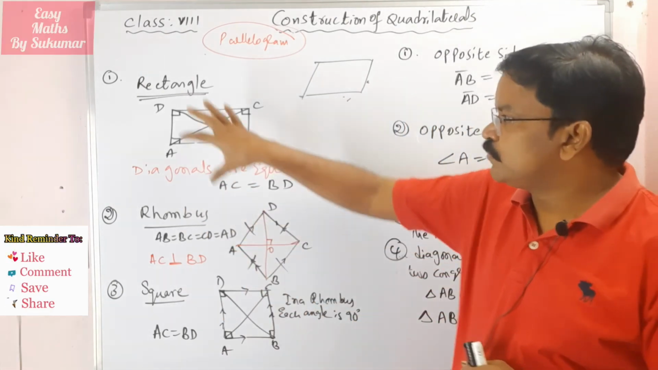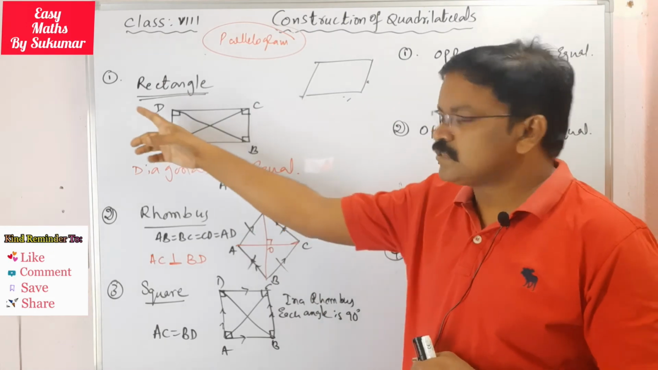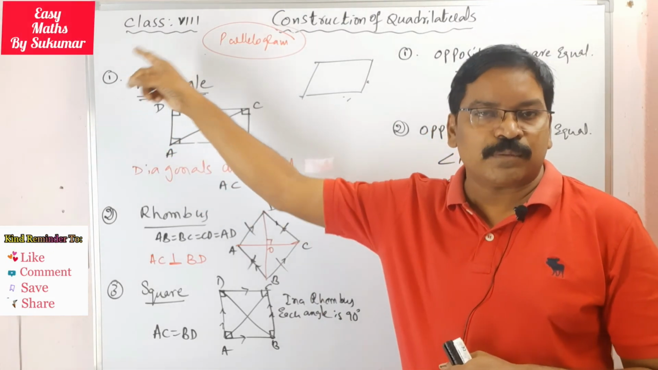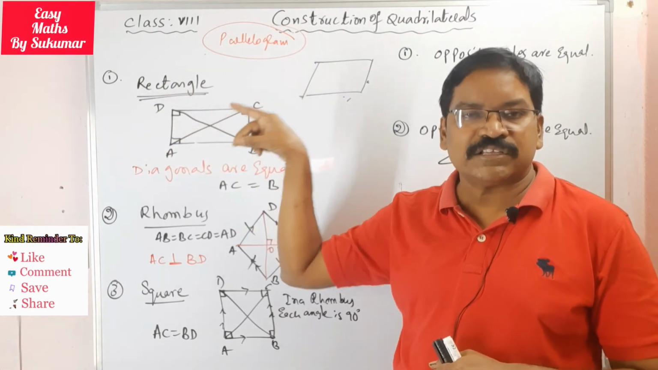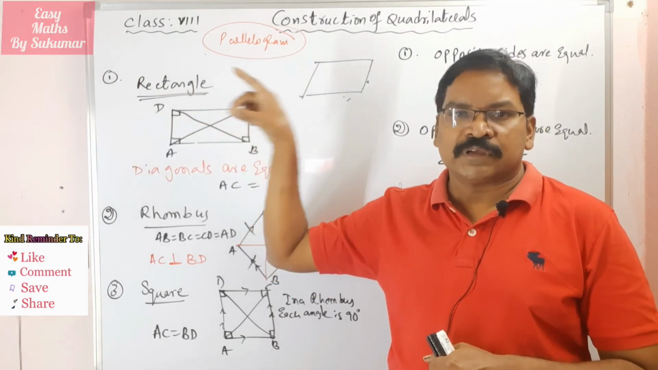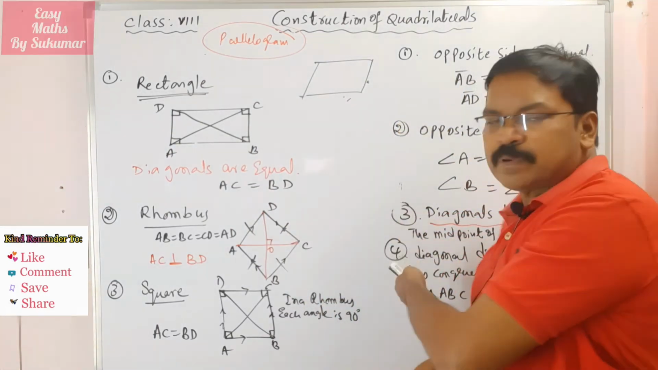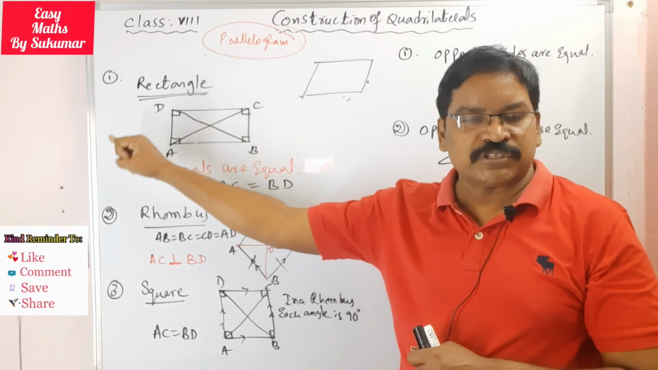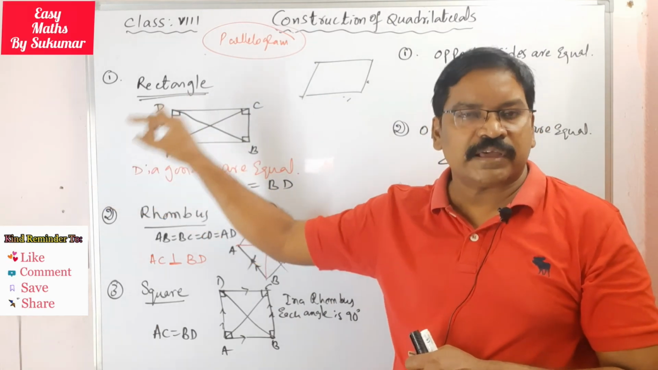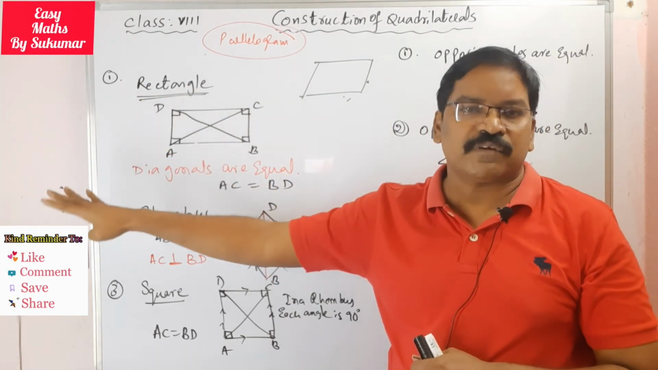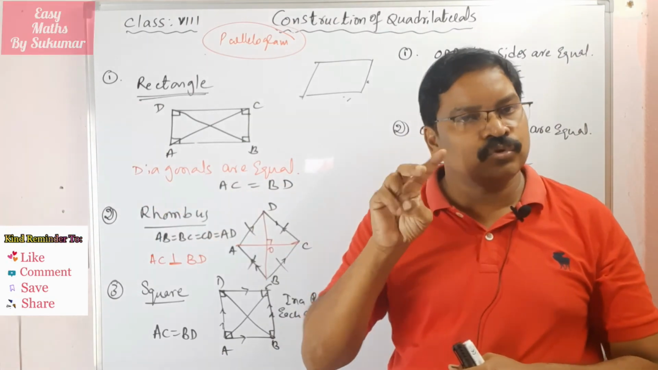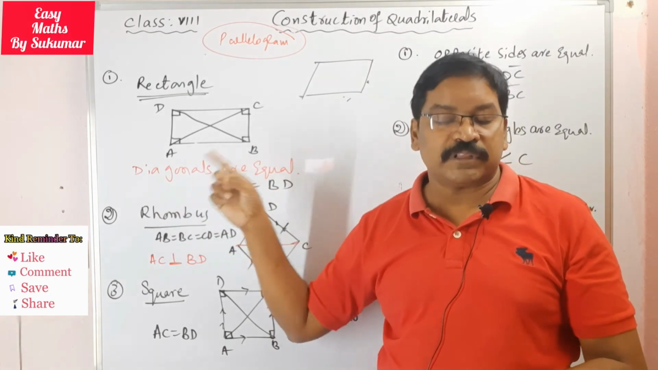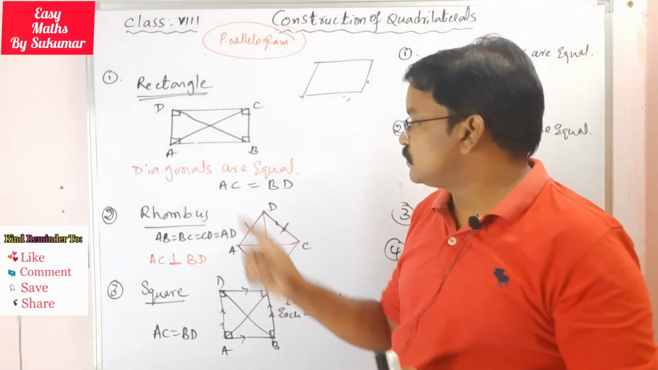See, my dear students, if you take the rectangle, what is the definition of a rectangle? In a parallelogram, if each angle is 90 degrees, then it is called a rectangle. Coming to the properties, these four properties are the same for all three: opposite sides are equal, opposite angles are equal, diagonals bisect each other, and each diagonal divides the figure into two congruent triangles. Additionally, the extra property of the rectangle is that the diagonals are equal.